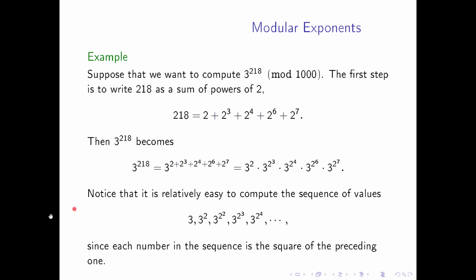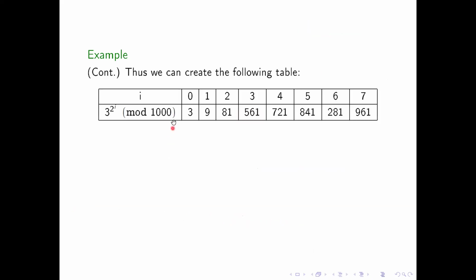So we start with all of these concepts, and next we come here. Now we make a list. What's 3 to the 2 to the 0 power? Well, 2 to the 0 power is 1, so that's 3 to the first power, which is 3. 3 to the 2 to the 1 is 3 squared, which is 9. Squared, you get 81. Now this is the fancy part. I'm taking this mod 1000.